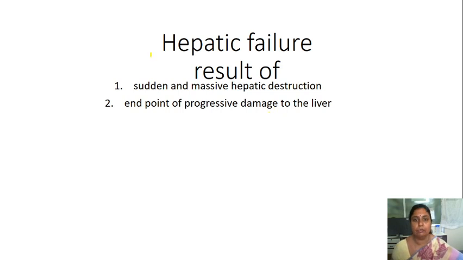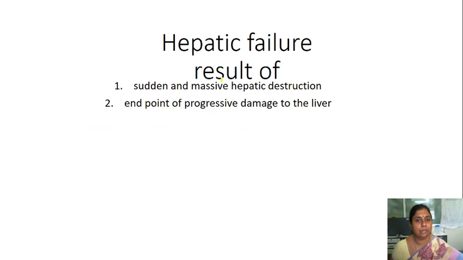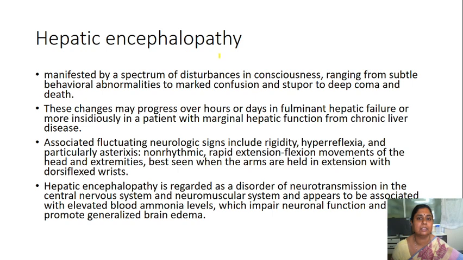Okay. Now, hepatic failure can be chronic or acute, right? Sudden and massive hepatic destruction, or the end point of the progressive damage of a chronic liver disease. So, acute and chronic liver failure, hepatic failures. Now, what is hepatic encephalopathy?